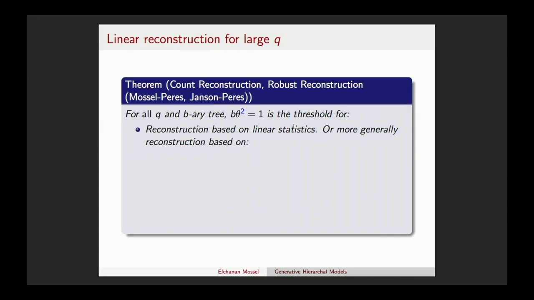But first of all, what we're going to do is generalize, and this is a result from about 10 or 15 years ago, maybe 10 years ago. We're going to generalize the previous result. We're going to look at large Q. Instead of 2 spins, just plus and minus, I have any number of spins. Maybe I have a Potts model with 4 spins, or Q is the number of colors that I have. And it turns out that the safe threshold is B theta squared equal to 1. So if B theta squared is greater than 1, then you can reconstruct based on linear statistics. If B theta squared is less than 1, you cannot reconstruct based on linear statistics.